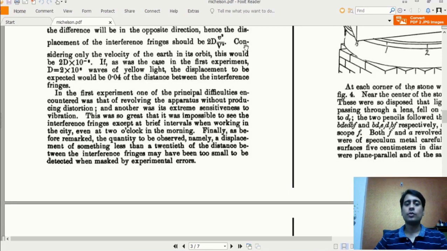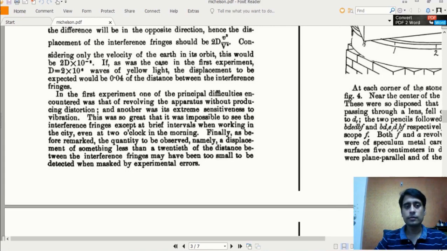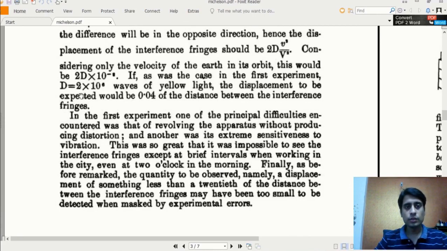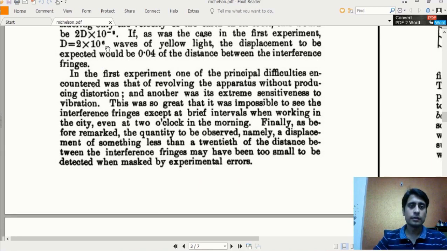So considering only the velocity of Earth in its orbit, not the rotation of Earth or the motion of the whole solar system, this would be 2D into 10 to the power minus 8. If, as was the case in the first experiment, and I think this is 2 into 10 to the power 6, so let's zoom in. It's not exactly visible, so you can refer to it. I think it is 2 into 10 to the power 6.